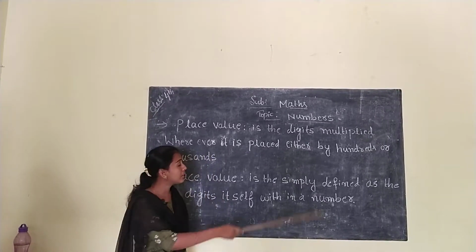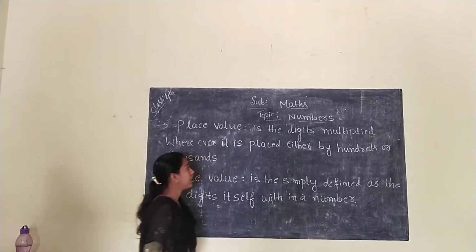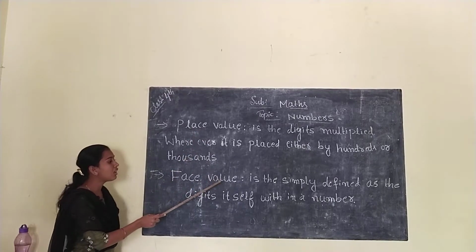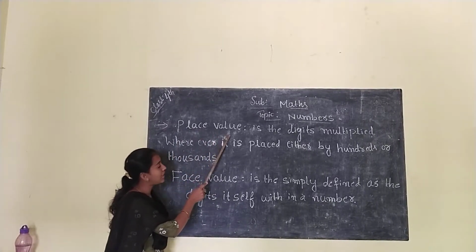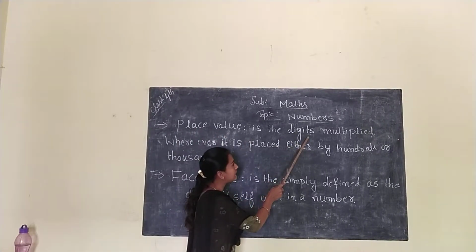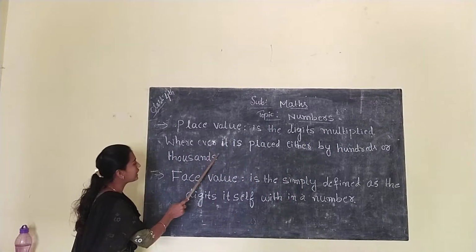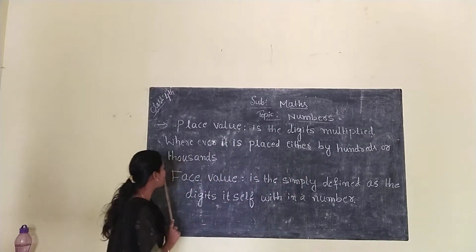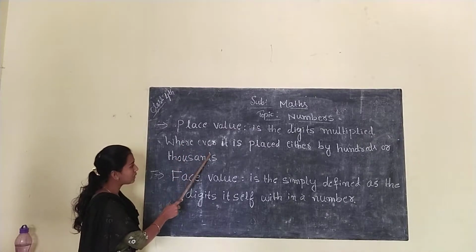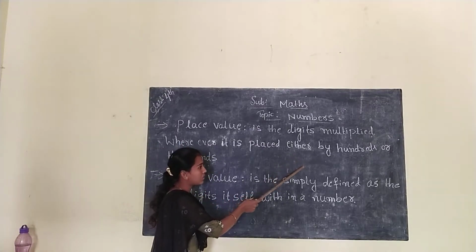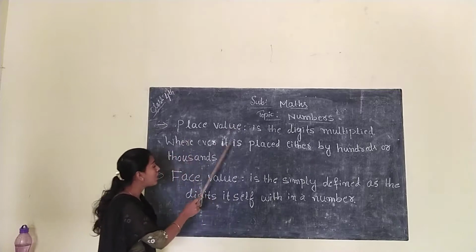Today we have continued the same lesson, numbers. Next concept is place value and face value. What is place value? Place value is the digit multiplied wherever it is placed, either by hundreds or thousands. The digit multiplied by hundreds, thousands, units or tens is called place value.